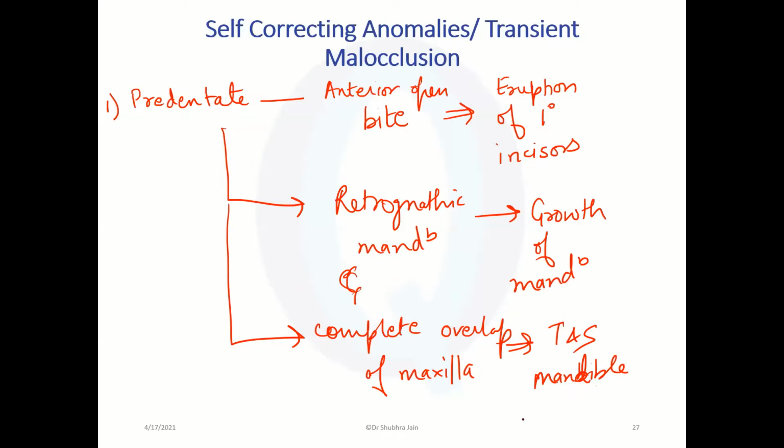Transverse and sagittal growth of mandible. I think there is a table. You just need to see that table. The next self-correcting anomaly that we are going to see is the primary dentition.